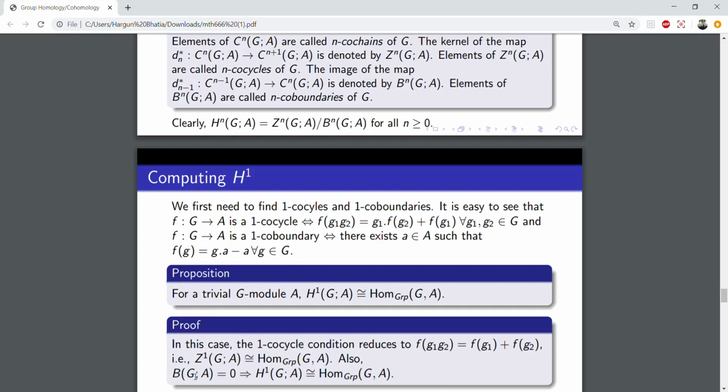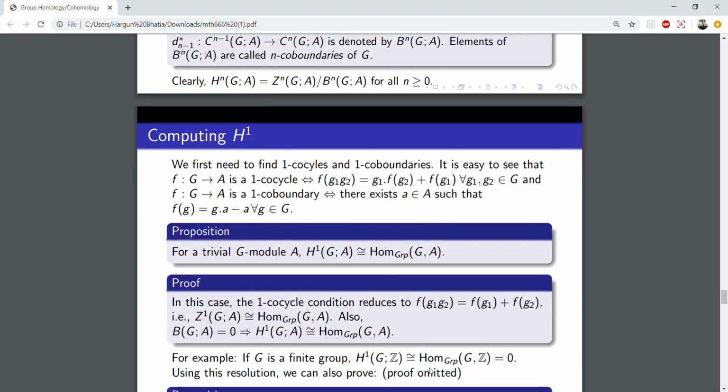And what about the coboundaries? Since again the action is trivial, any element in the coboundary, since g dot a is a, is a minus a, so any element will be 0. There is no non-trivial coboundary. So the coboundary is 0, and the cohomology is just the group homomorphisms from G to A.